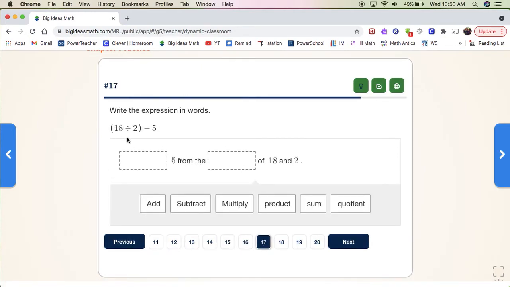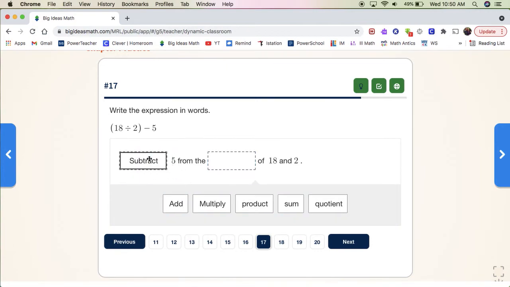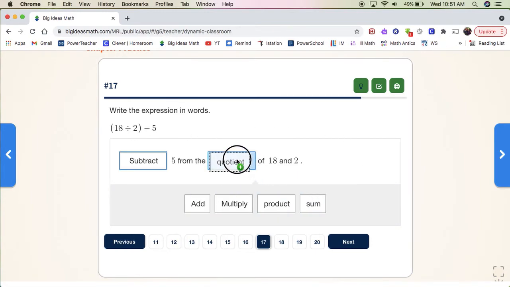All right, 18 divided by 2, we can get that, and we're going to subtract 5 from that. So we're going to subtract 5 from the blank of 18 and 2. Do you remember what we call it? The answer we get when we divide. That's important here. So when you divide, the answer is called the quotient. Remember, when we add, it's called the sum. When we subtract, it's called the difference. When we multiply, it's called the product. And when we divide, our answer is called the quotient.